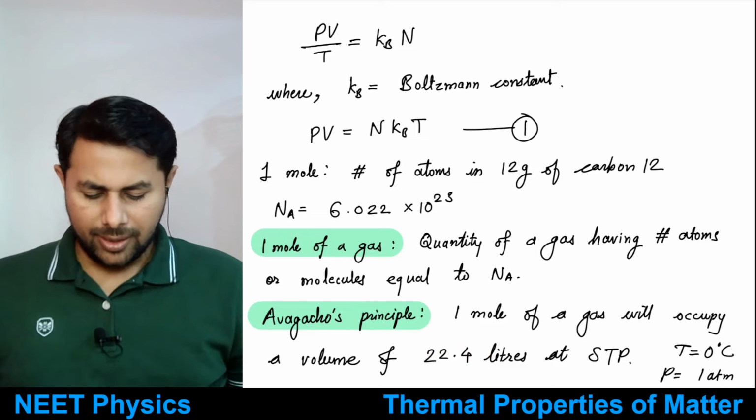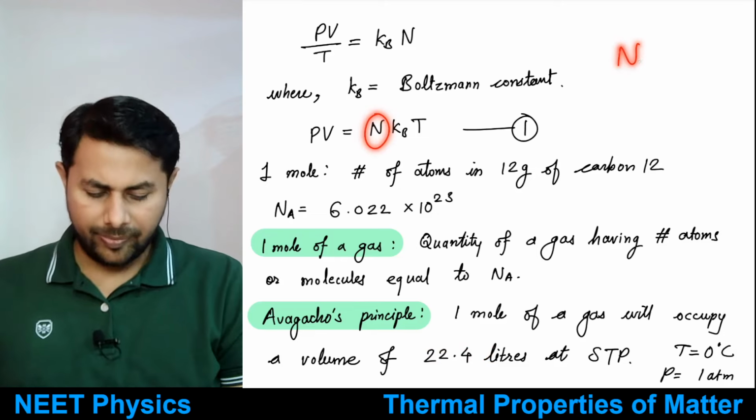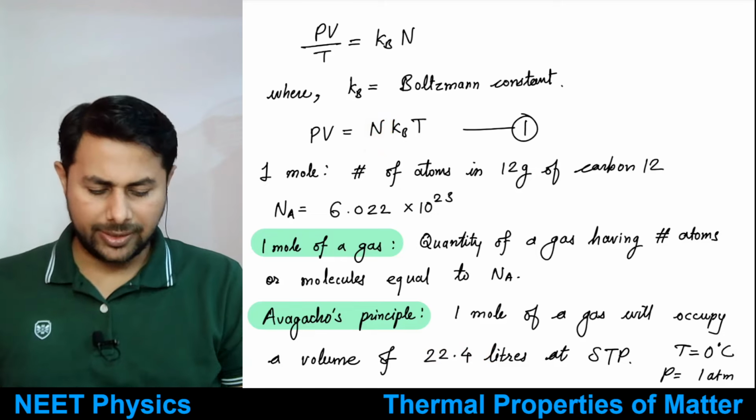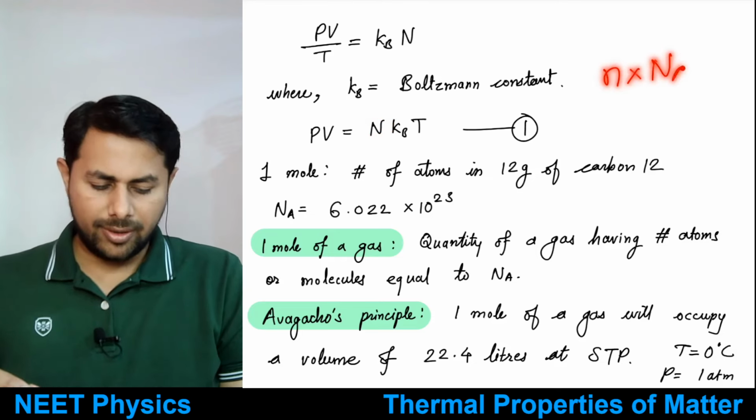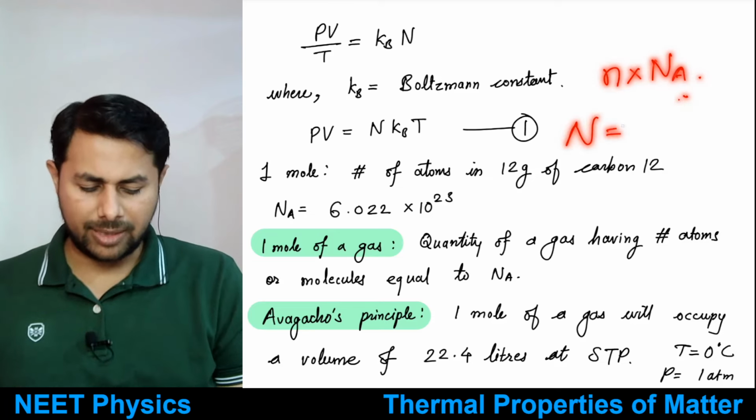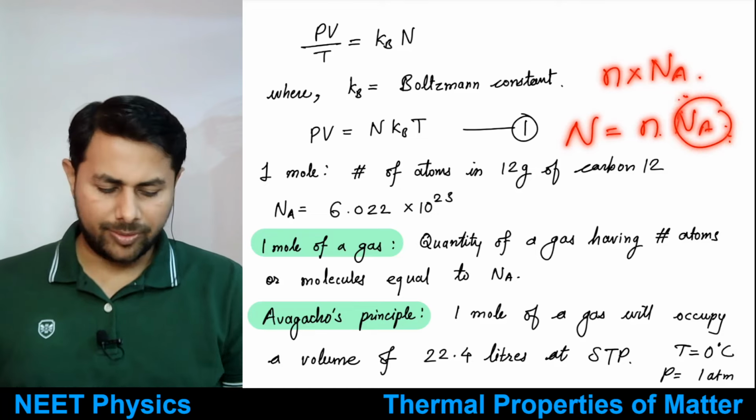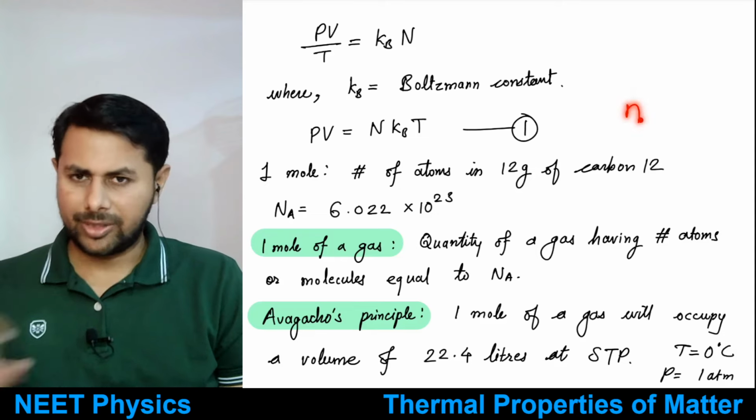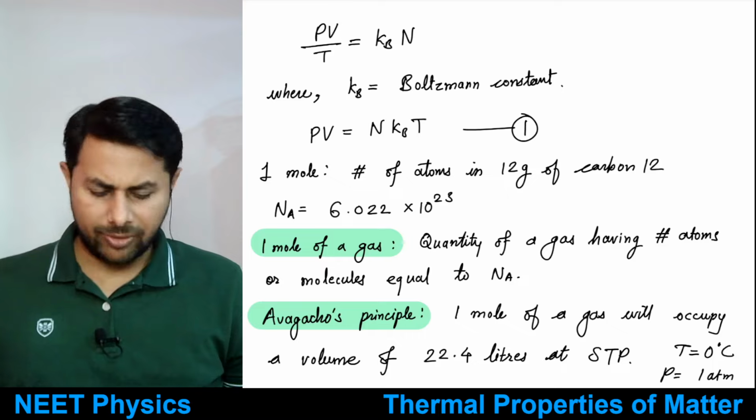So now what you can do is write this number of atoms or molecules in a given quantity of gas as the number of moles multiplied by what? Atoms or molecules in 1 mole. So any number of atoms or molecules can be written as the number of moles multiplied by atoms or molecules in 1 mole. Okay, so N can be written as small n, which is the number of moles, multiplied by the number of atoms or molecules in 1 mole. That is Avogadro's number.